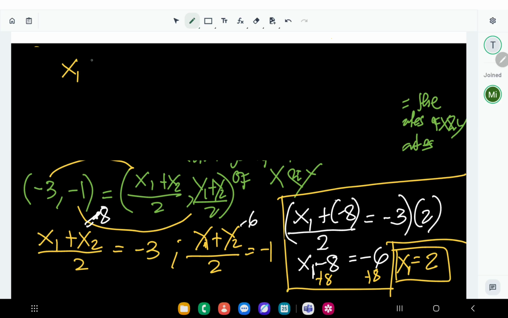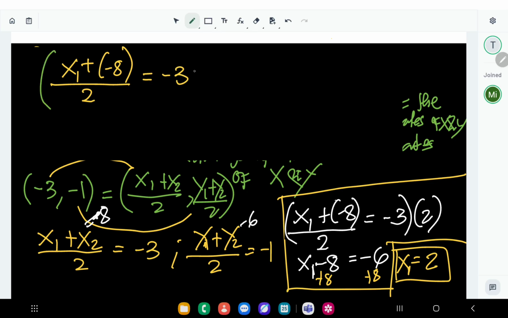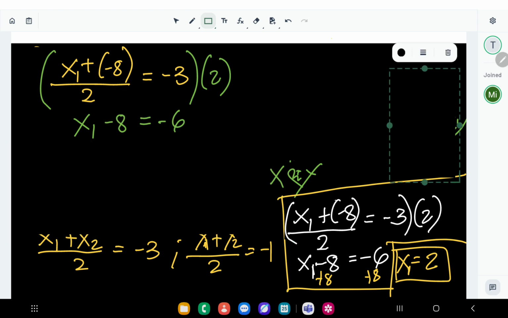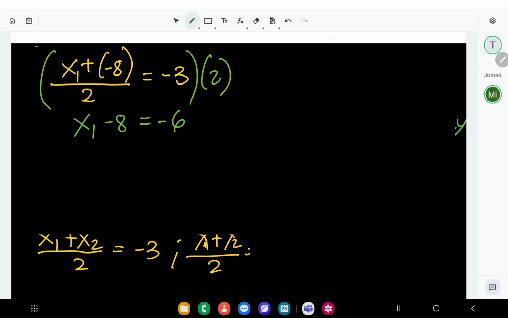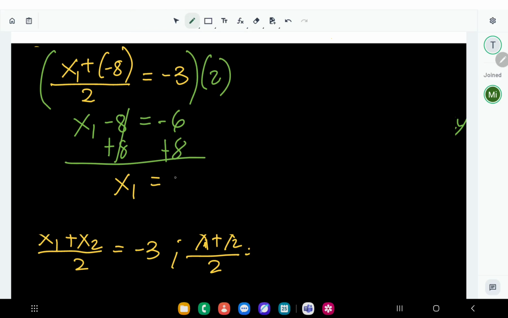So x sub 1 plus negative 8 over 2 equals negative 3. Can you see this? Then we solve for x sub 1. We multiply both sides by 2. Then this is x sub 1 minus 8 equals negative 6. Can you see that? Then we can solve for x sub 1. We just add 8 to both sides. This cancels out. So x sub 1 is just equal to positive 2.